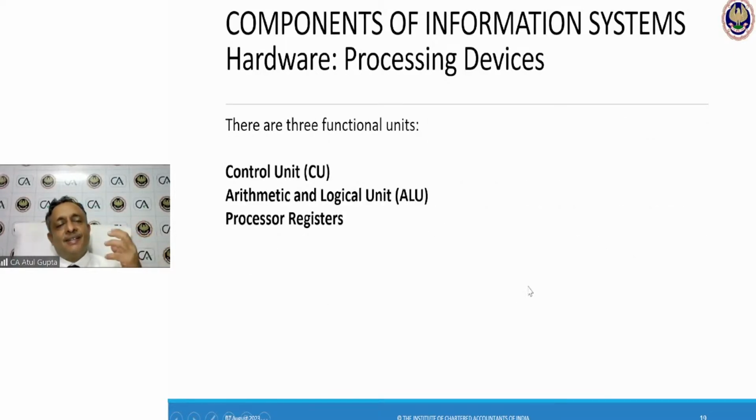Then each of these has three basic components: control unit, arithmetic logic unit, and process registers. The control unit controls the functioning within that. The arithmetic logic unit is where the calculations will be done, where the logics are going to be put in place. And process registers are components where it is going to execute that job.